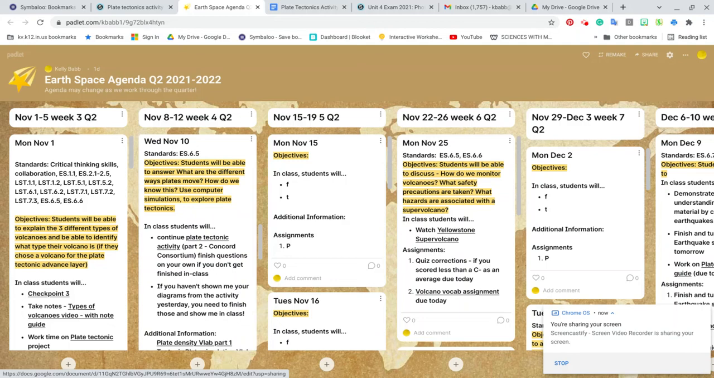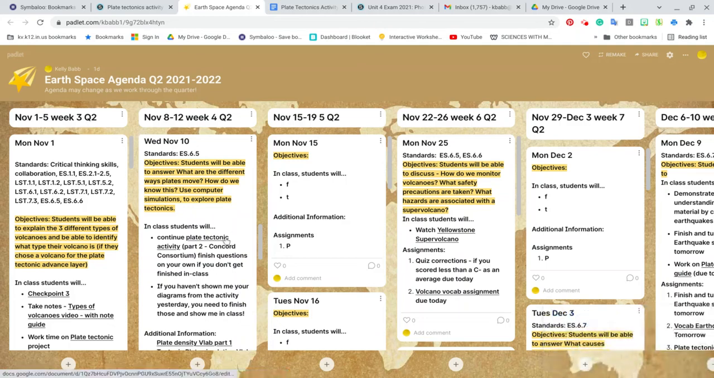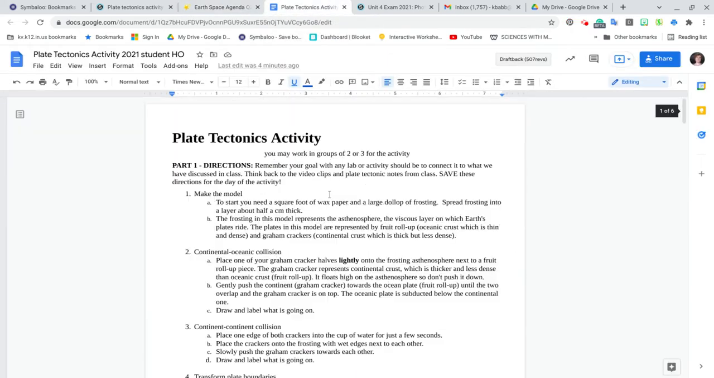Okay, today we're going to go through how to do the virtual plate tectonics lab. So either you weren't here or you're trying to do this somewhere outside of the classroom and you need some extra help. This particular year we are doing it Wednesday, November 10th. Plate tectonic activity. If I click on that, it is going to take me to the worksheet.